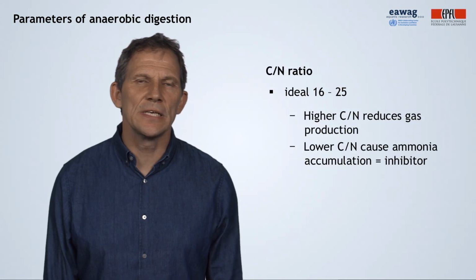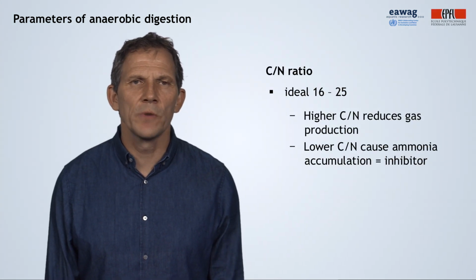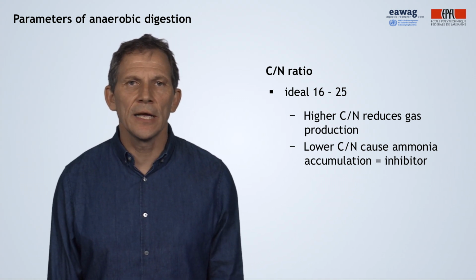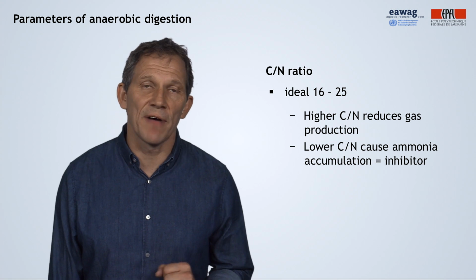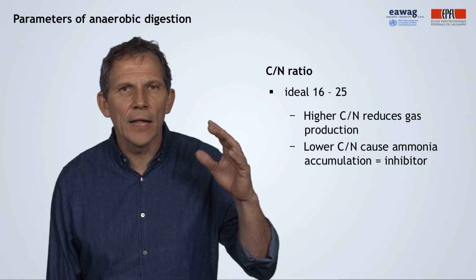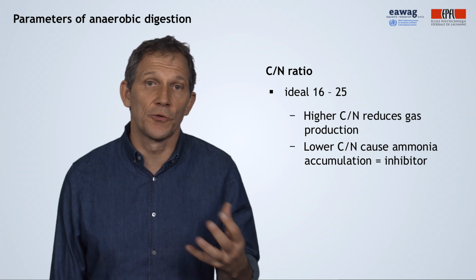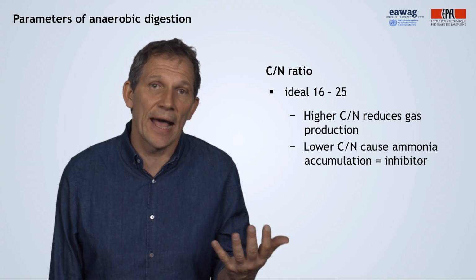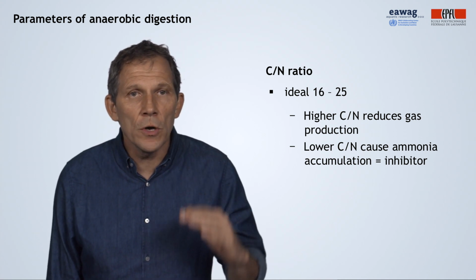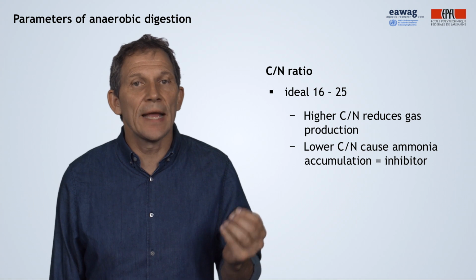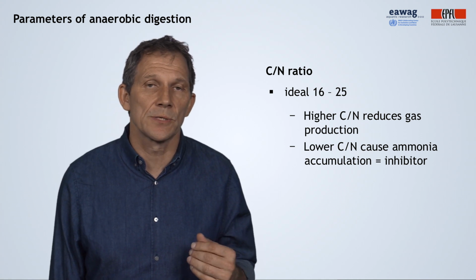Another parameter is the CN ratio. We've already heard about this in the composting module. Ideal is a value between 16 and 25. A higher value means limited supply of nitrogen. That means food for the bacteria, and therefore less gas production. A lower CN ratio can cause ammonia accumulation, which then inhibits the anaerobic process.